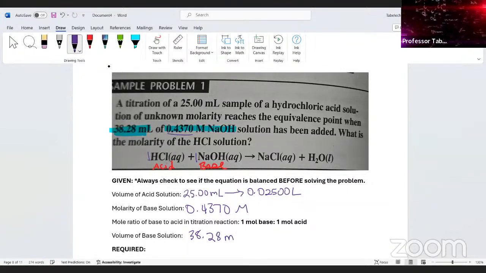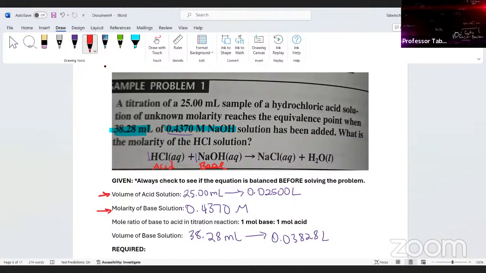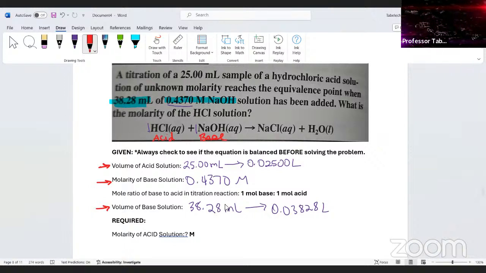38.28 milliliters. Again, convert that to liters, okay? Now, what two numbers are associated together? Well, from looking at this, I know that the volume of the acid was given and the molarity of the base was given. The volume of the base was given, but what is required? The molarity of the acid solution, hydrochloric acid.